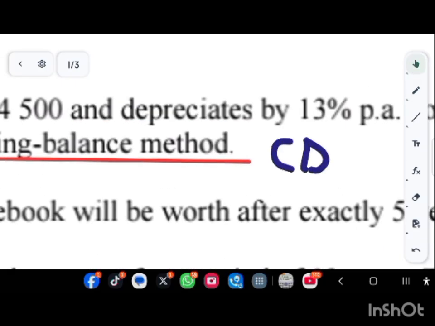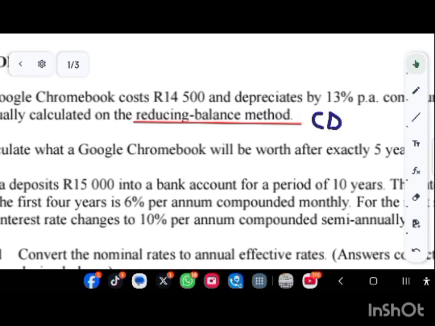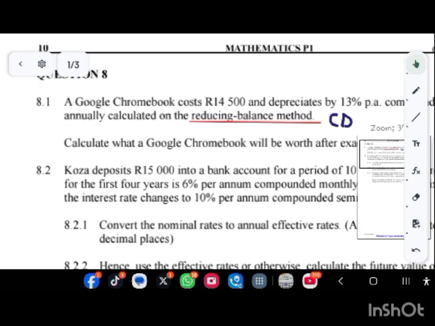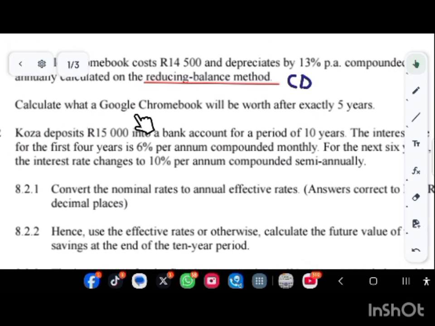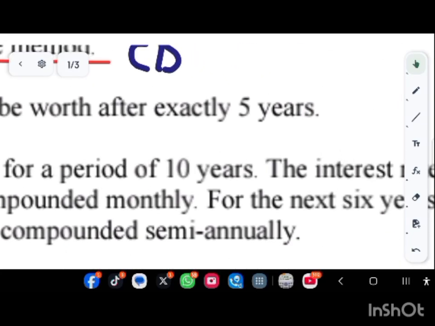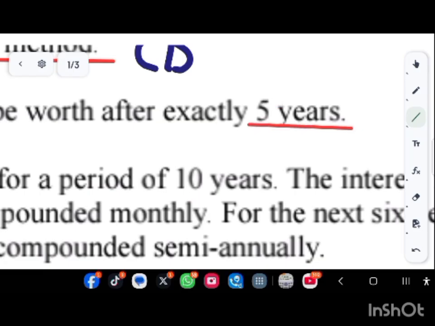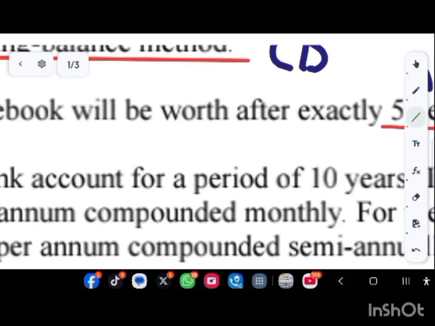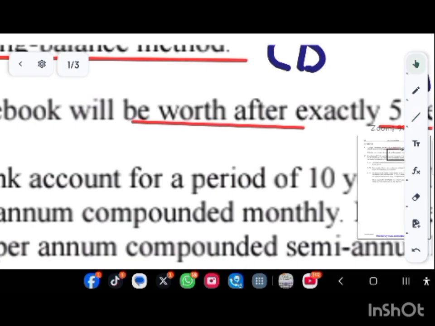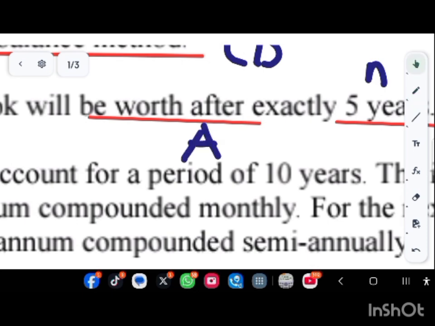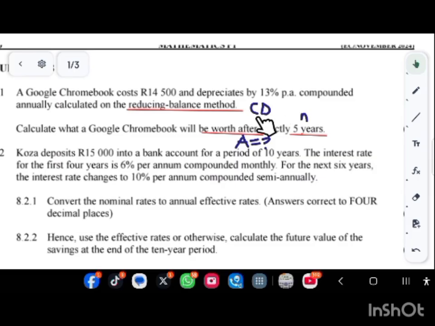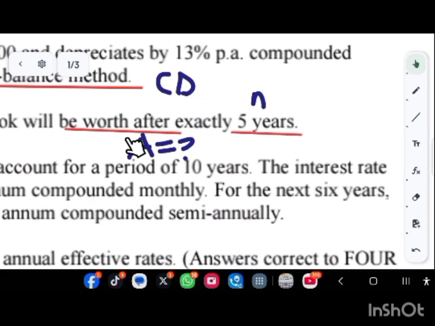I'm going to show you how to annotate a question like this so you have an idea of what you need to do. Now, the question says, calculate what a Google Chromebook will be worth after exactly 5 years. So this is the number of years n, and the question you are supposed to answer is the worth of the Chromebook after 5 years. So that is the final amount, your A. That is what you're supposed to find. Now we know that we're dealing with compound decrease. We're looking to find what the value is after 5 years.